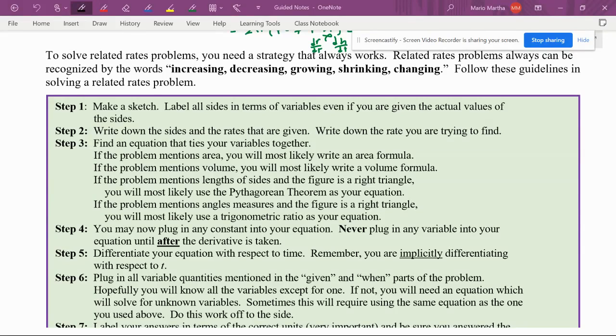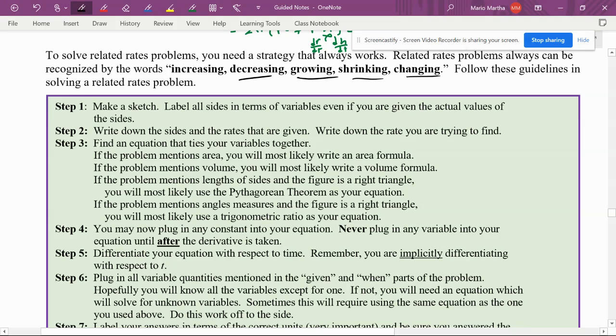So welcome back to AP Calc. Today's topic would be finally 4.5 part 1. So to solve related rate problems, you need a strategy that always works. Related rate problems always can be recognized by the words increasing, decreasing, growing, shrinking, and changing, right? So follow these guidelines in solving a related rates problem.